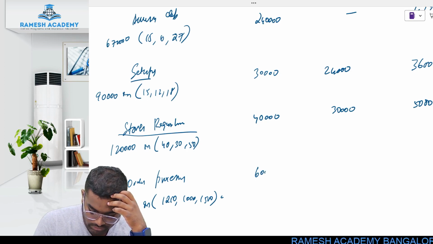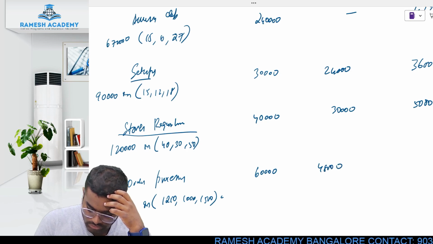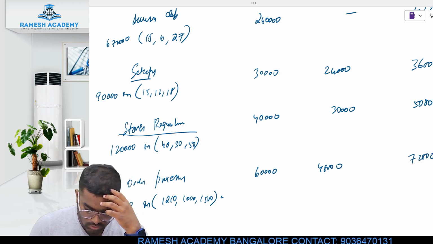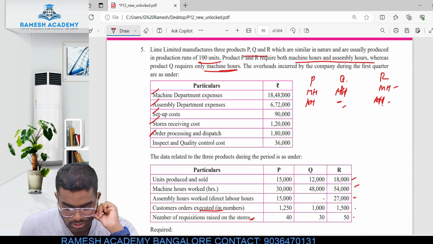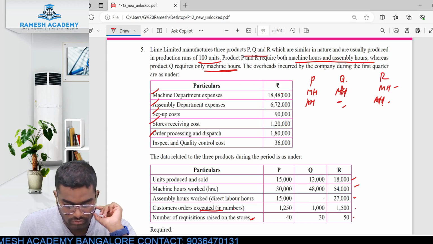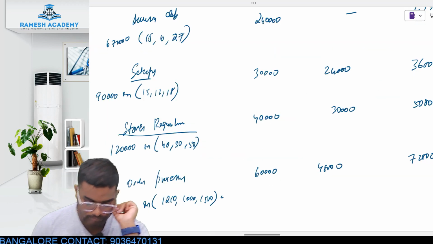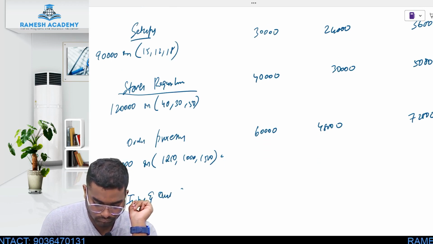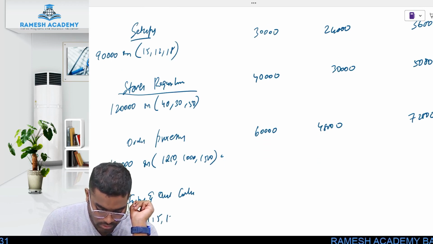1,250, it is 60,000 here. So 1,000, it is 48,000 here and 72,000 here. So orders processing is done. So inspection and quality control. Here it should have been number of inspections, ideally. We don't have anything. Again also we'll go with the units produced or sold. That's it. So 36,000 inspection and quality control in the ratio of 15, 12 and 18.